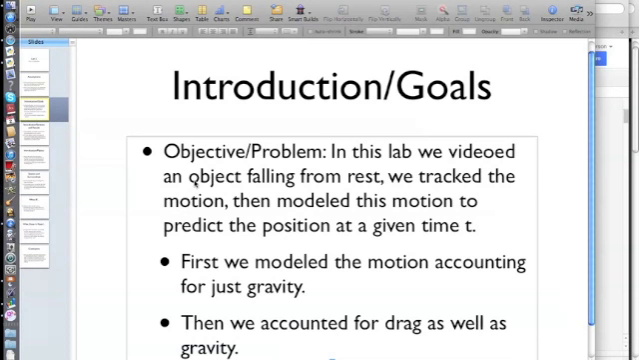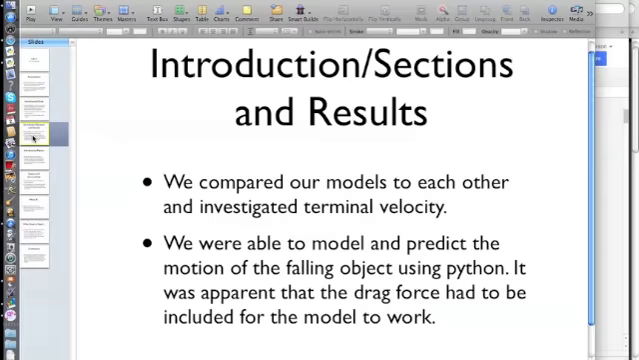We tracked the motion, then modeled the motion to predict the position at a given time t. First we modeled the motion accounting for just gravity, then we accounted for drag as well as gravity. We compared our models to each other and investigated terminal velocity. We were able to model and predict the motion of the falling object using Python, and it was apparent that the drag force had to be included and accounted for the model to work.